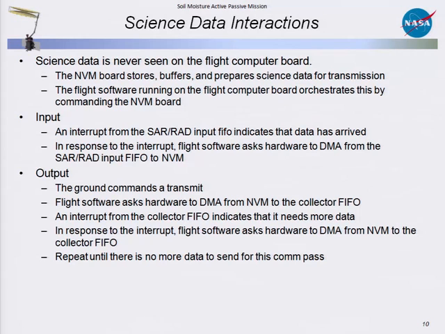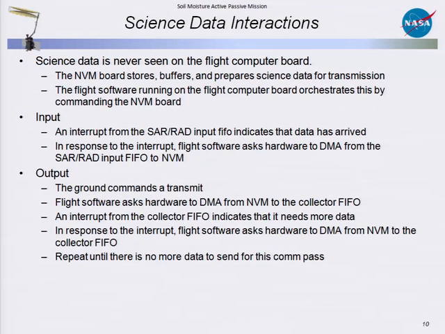On the output side, it's a similar story, but almost in reverse. The ground will tell flight software, I'd like to transmit data, get ready for a pass. What flight software is going to do in response to that command is ask for a DMA, but this time on the other side, taking data out of the non-volatile memory and into the collector FIFO. And remember, the collector FIFO buffers the data before it goes out to X-band.